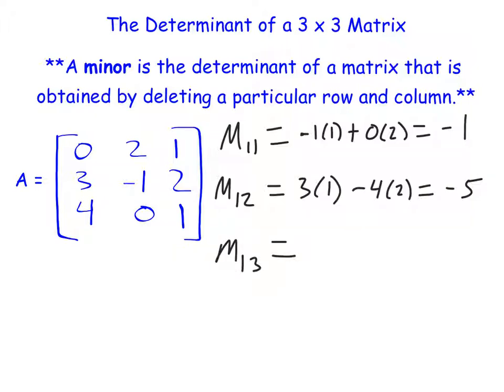And lastly, I need to do minor 1, 3, which would be 3 times 0 minus 4 times negative 1, which would be 4. Okay? That doesn't get us to our final answer, and actually in this lesson I'm not going to take you all the way to the point where we get the determinant of a 3 by 3, but that's part of what we need to do.